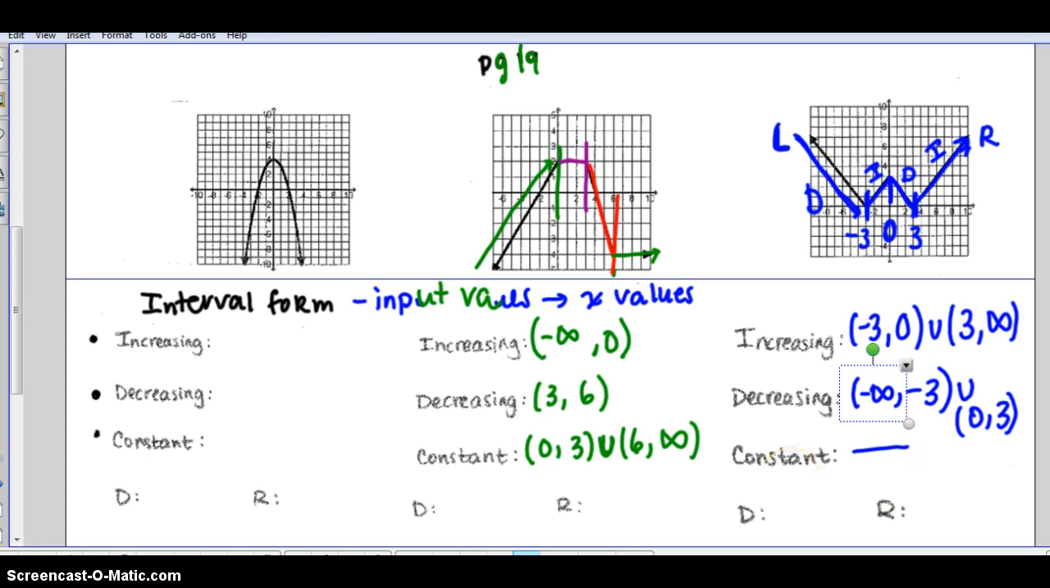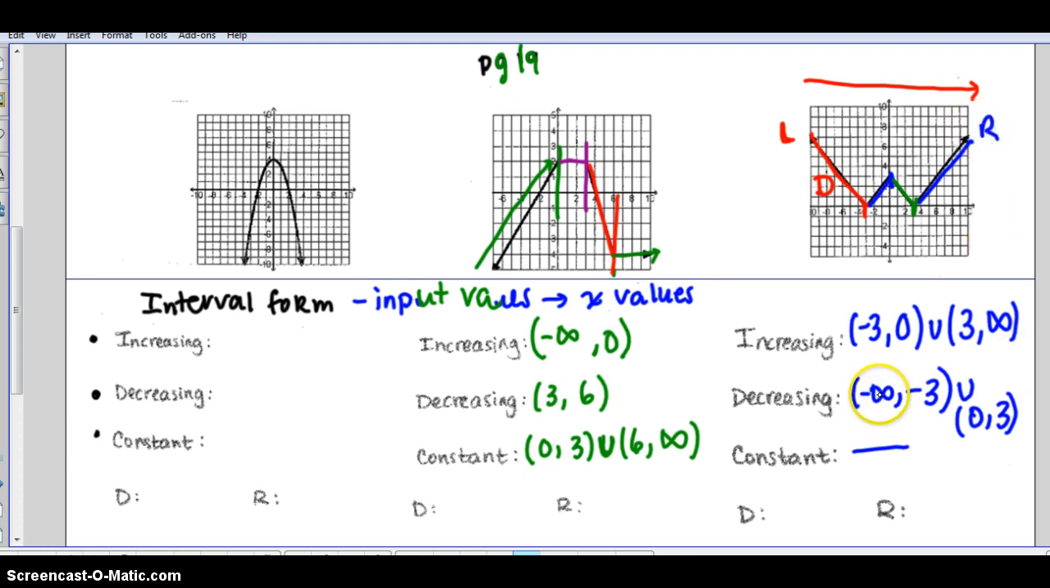So one more time. The graph starts on the left side and it's decreasing because it's coming down. We read it from left to right. So it's decreasing to -3. At -3, it's got a positive slope, so it's increasing to 0. At 0, it starts decreasing with that negative slope again to 3. And then at 3, it increases, and it increases to the right forever.